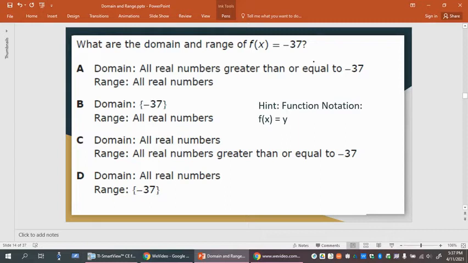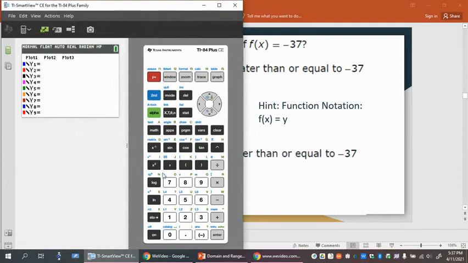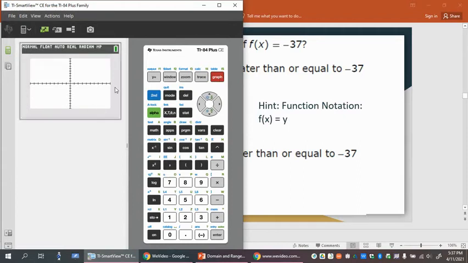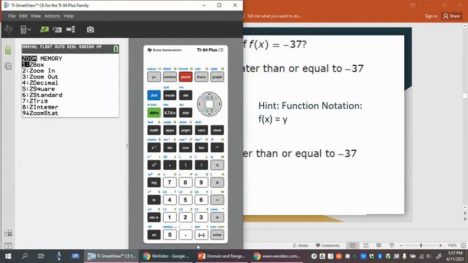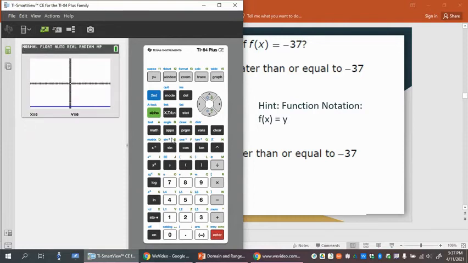And I'm given an equation, so let me go ahead and graph that. So we're going to go to y equals, we're going to type in negative 37, and then we're going to graph. So remember, this is only a 10 by 10 frame, so we need to zoom out. Alrighty, so we see my function. It's a horizontal line. It's crossing the y-axis. Well, where does it cross the y-axis? Well, it's going to cross the y-axis at negative 37. That means I don't have any other y value. My only y value is negative 37.